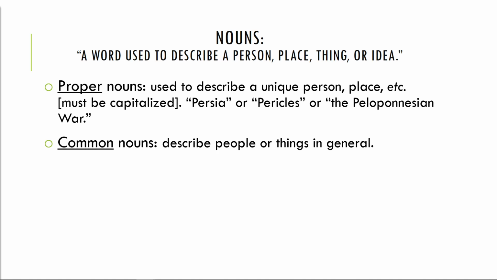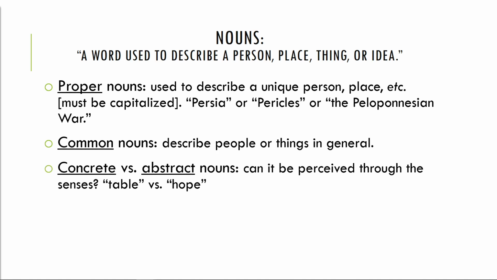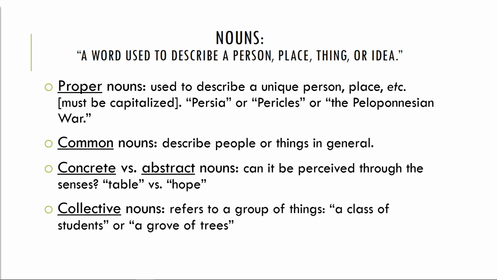There's another contrast between concrete and abstract nouns. So concrete nouns are things that you can perceive with your senses, whereas abstract nouns are things that you conceive of in your mind. So the difference between a table and hope, for example, a book and peace. We also talk about collective nouns, nouns that refer to a group of things like a class of students, a grove of trees. So it is important to understand these terms when we're talking about specific nouns.